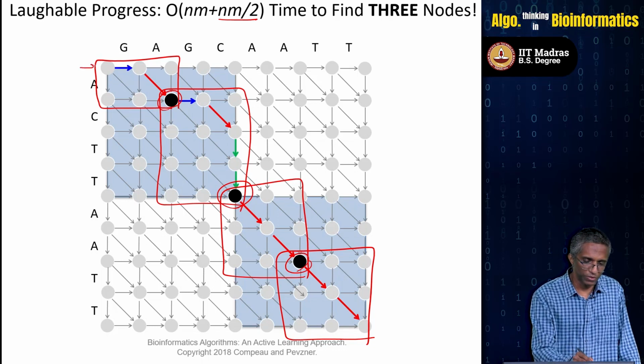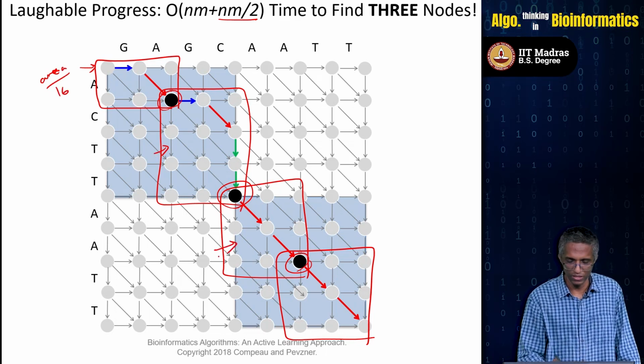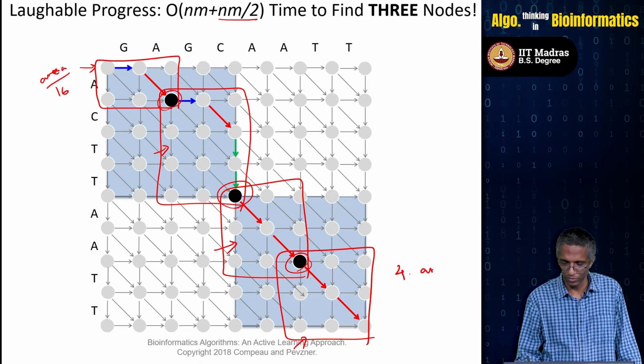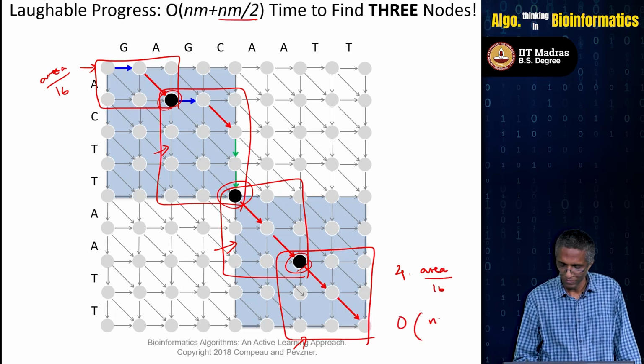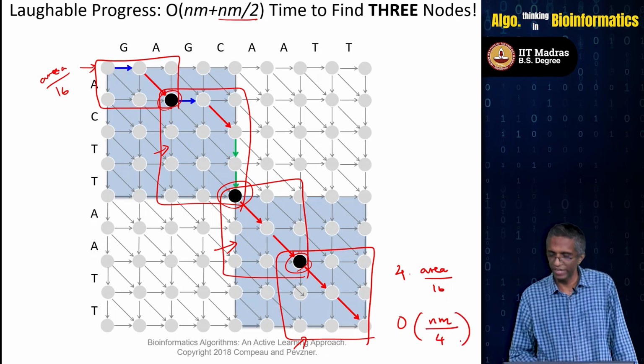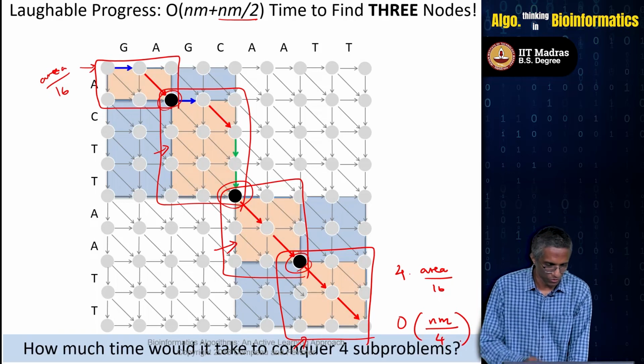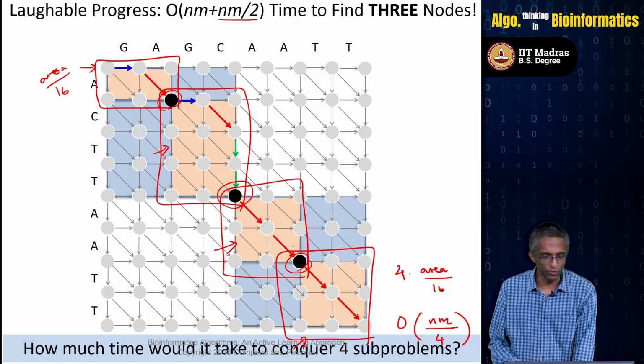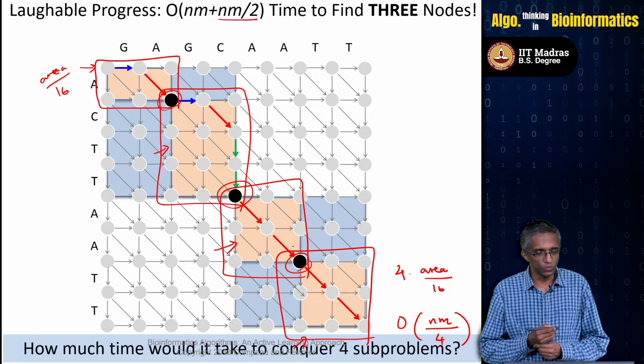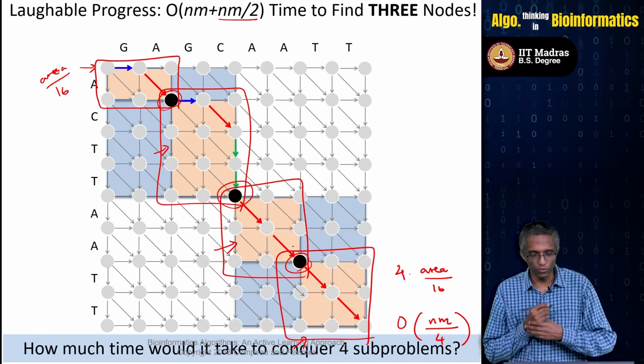So then this is going to be area over 16, area over 4 divided by 4 will be area over 16. Similarly, this will be another area over 16, this will be another area over 16, and another area over 16. So the total time is going to be 4 times area over 16, which is order of nm over 4. Okay, area over 4, right? So those are the area of all these orange boxes here, and that is what we need to do to figure out another set of 4 more black nodes.